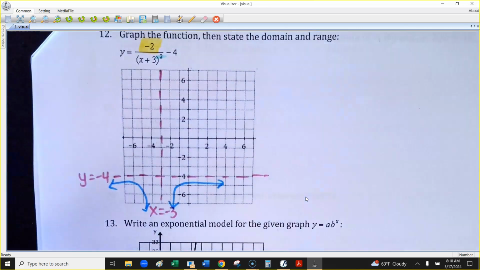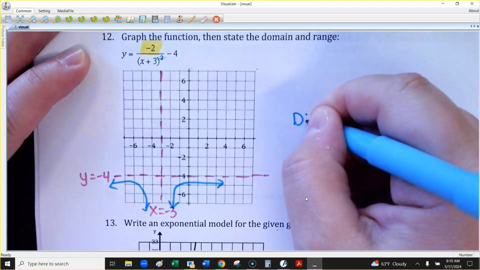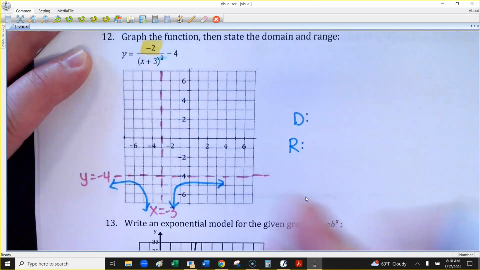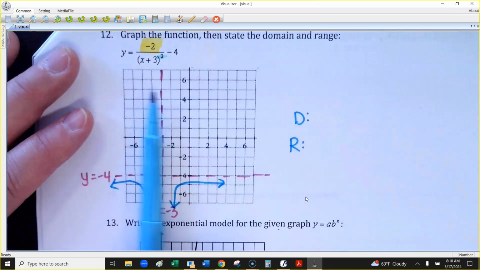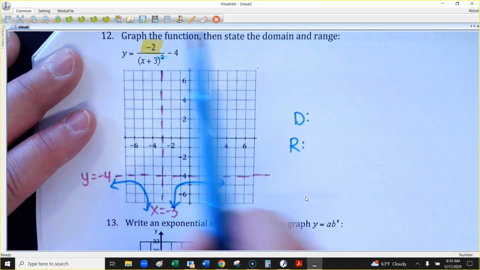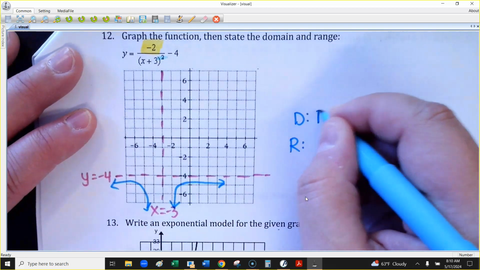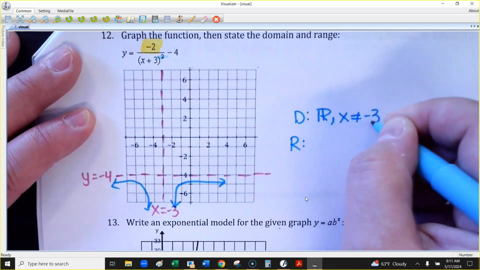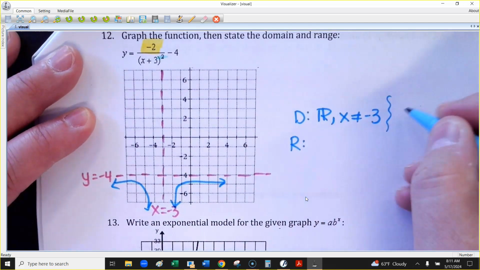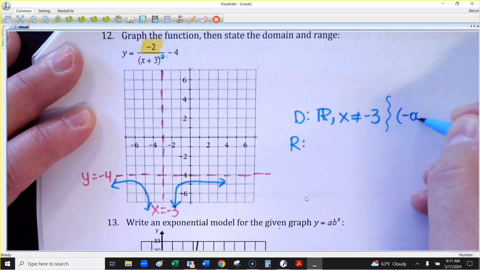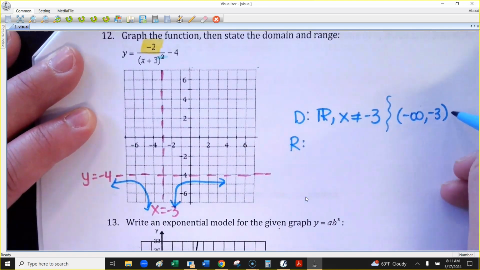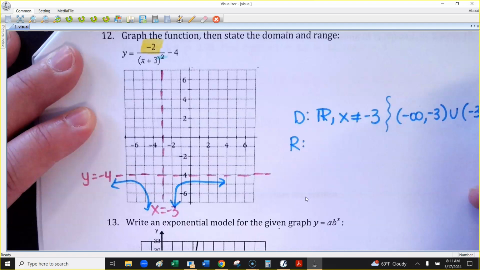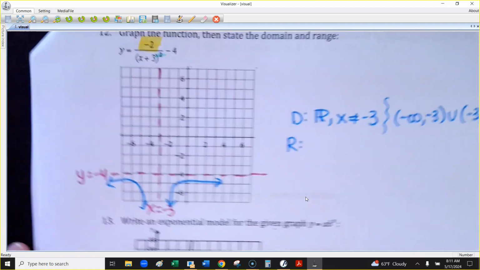All right, so my domain and range here. Now, my domain, you're going to go left and right forever. You hit every number, but you don't take that asymptote in the middle because we can't divide by 0. So I could say all real numbers, but x is not allowed to be -3. If you want to do the interval notation, we would just do -infinity to -3, little union, -3 to infinity. It just excludes that one value.